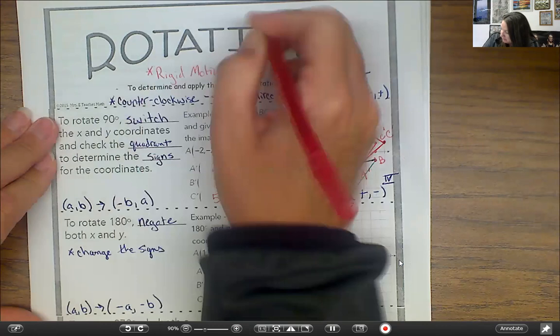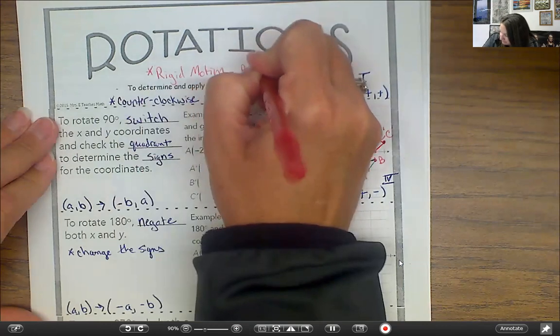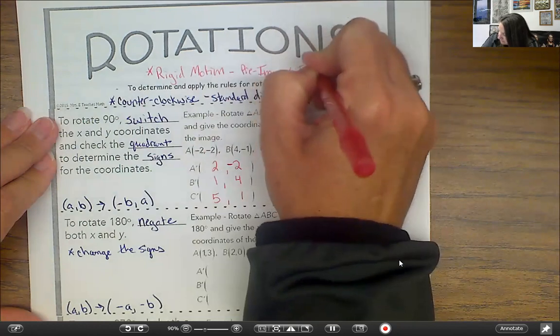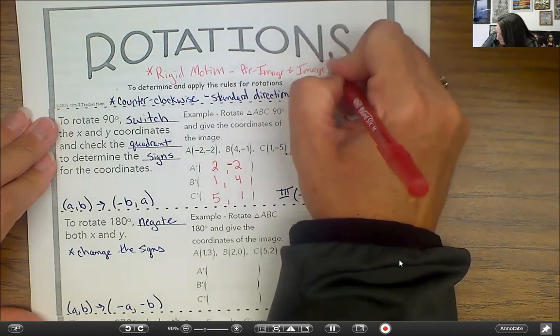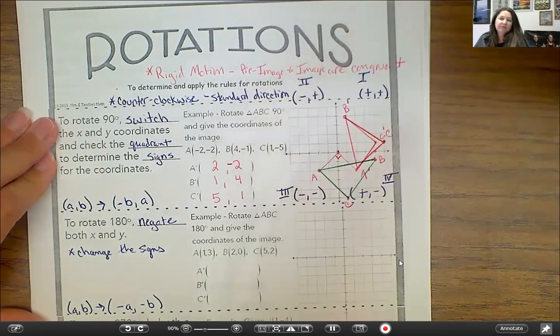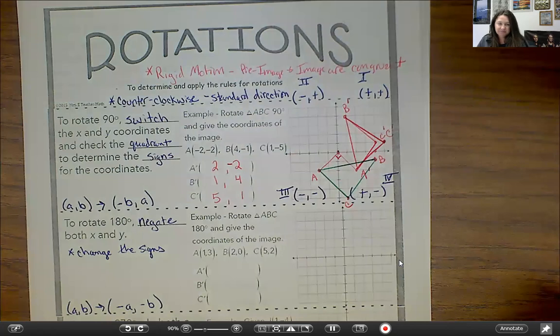Meaning your pre-image and image are congruent, when you go to work that out.